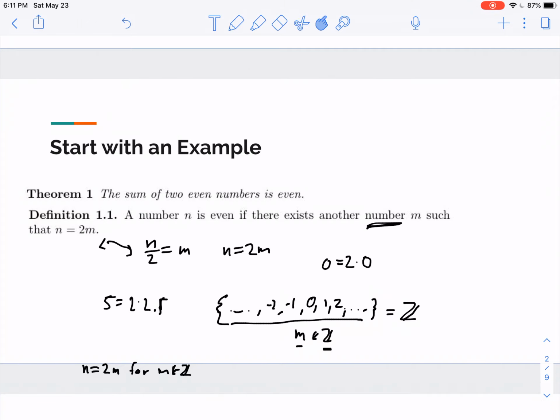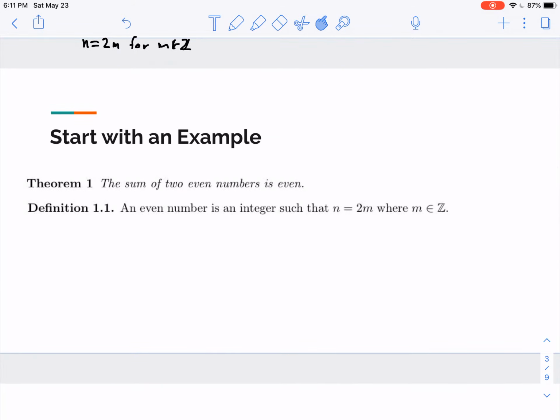And we're going to write a little bit of a refined definition and get exactly that. So an even number is an integer n such that n equals 2m, where m is an integer. And now this is a much better definition, right? Because now 5 is not even by this definition, because 5 equals 2 times 2.5, right? The only quantity that you can multiply by 2 to get 5 is 2.5, and that's not an integer.